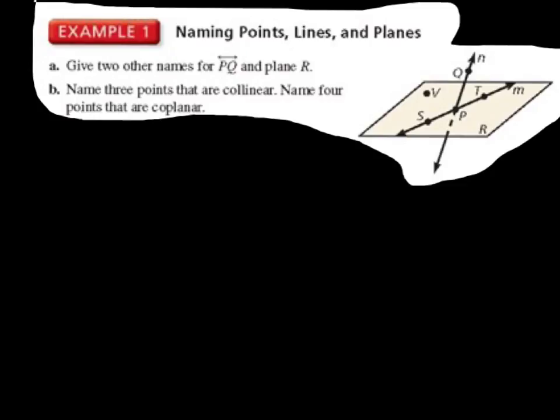Okay, so after going over those definitions, I want to show you an example. This would be an example of how we know how to use these points, lines, and planes. So in example 1 here, it says give 2 other names for PQ and plane R. So go ahead and see if you can figure that out. Pause the video and take a few seconds to figure that out.